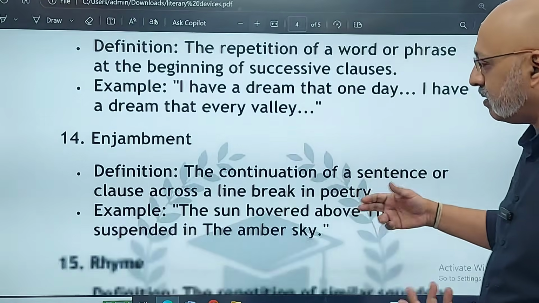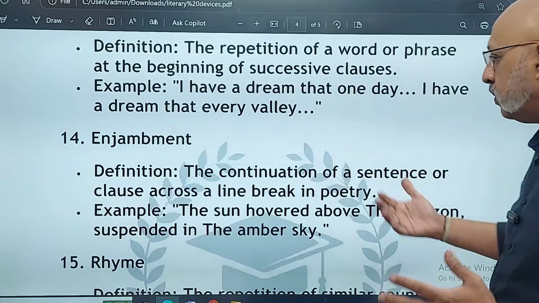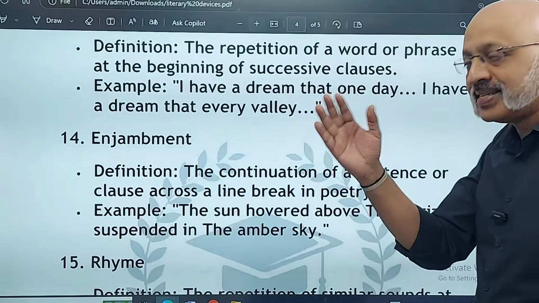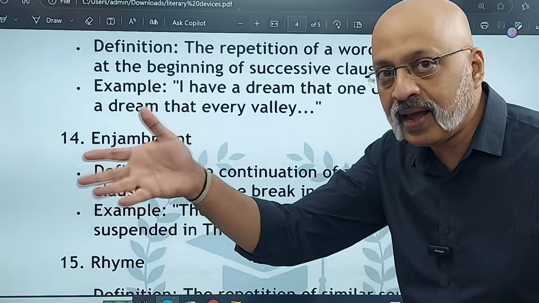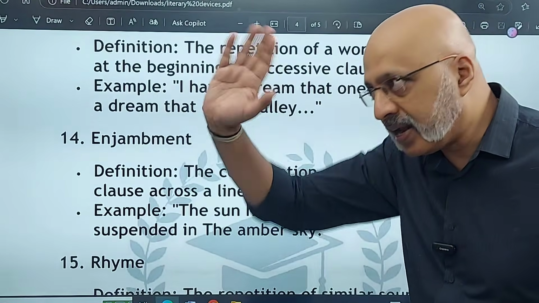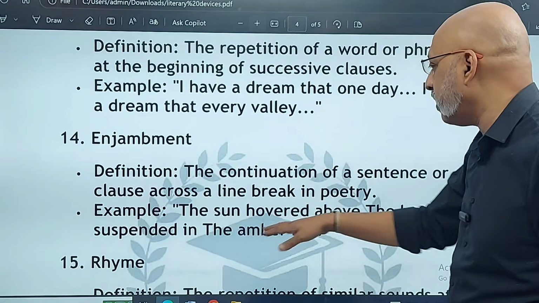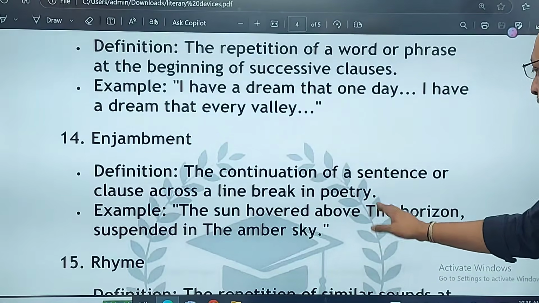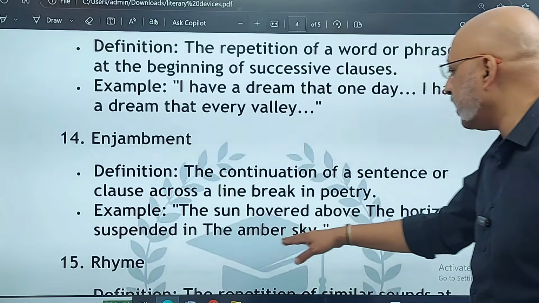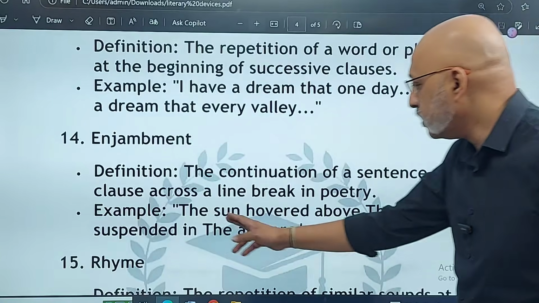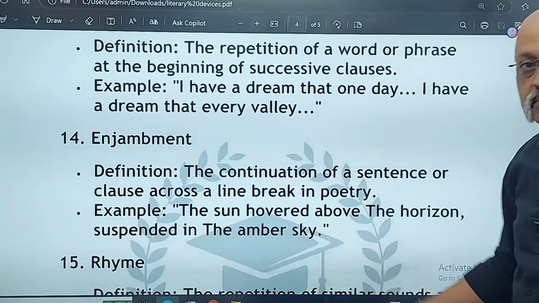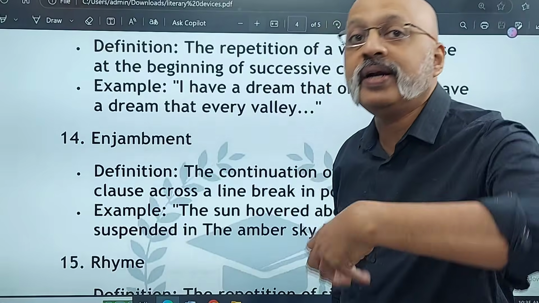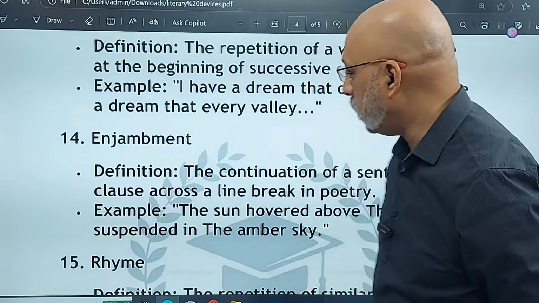Then enjambment. Now, this is a normal thing. It's a continuation of a sentence or a clause along the lines without it ending at the end of that particular line. It continues into the next line. The sun hovered above the horizon, suspended in the amber sky. So the amber sky comes in the next line. That's how the poet has written it, to give a sense of fluidity and dynamism to the poem.